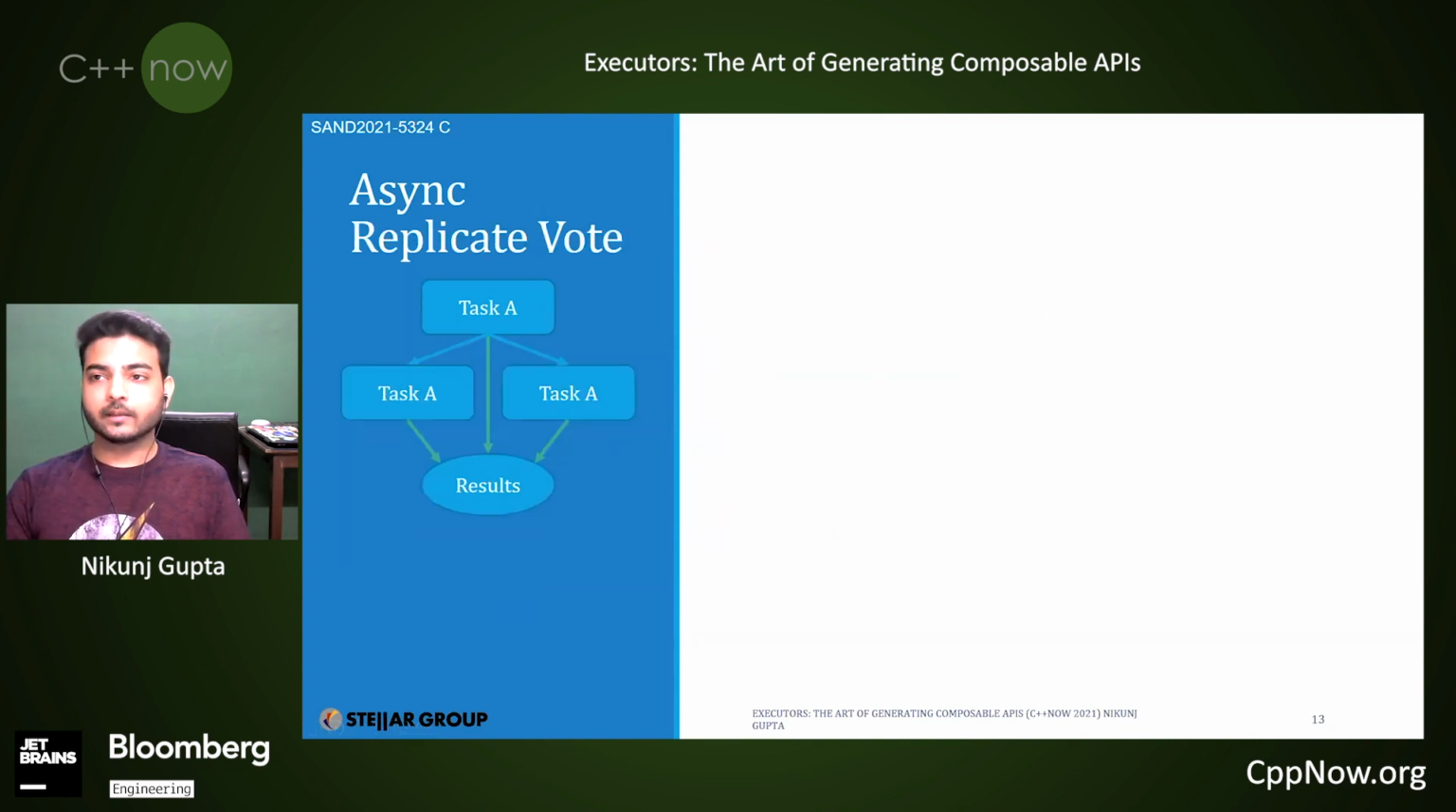Similarly, if we have the scenario of async replicate vote, what do we do there? Well, we have a bunch of results this time. So all we do is we send them through a voting function, and this voting function will then compute a result based on that function and send it to the next task. In terms of implementation, again, it's not very different.